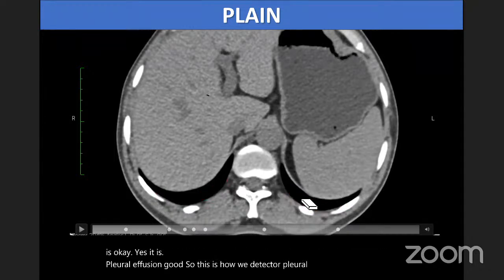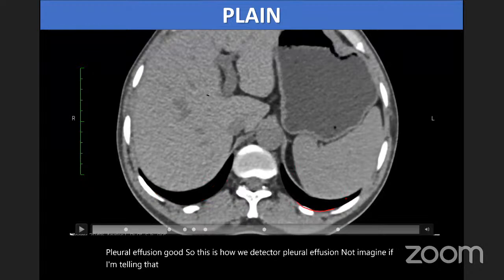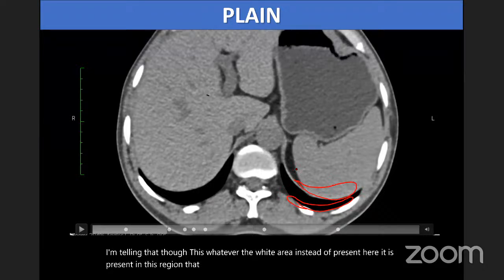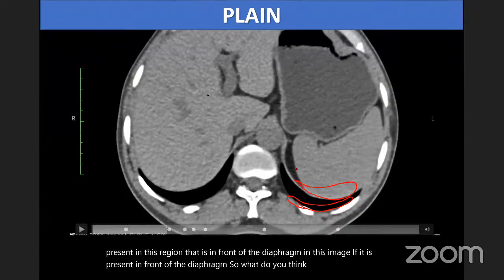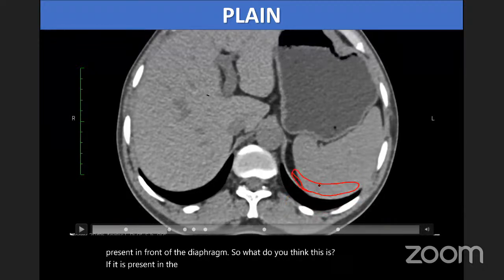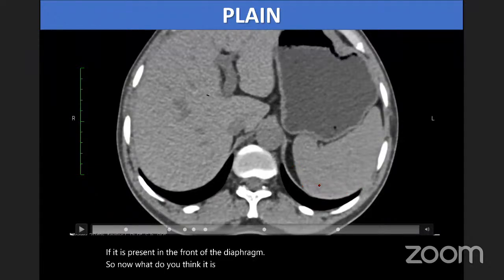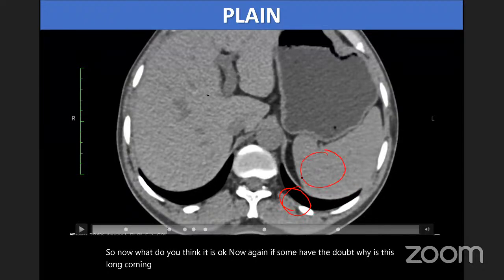Now imagine if I'm telling you that the white area, instead of being present here, is present in this region, that is in front of the diaphragm in this image. If it is present in front of the diaphragm, what do you think this is? So now what do you think it is? Okay, now again, if some have the doubt, why is the lung coming posteriorly and why are the abdominal parts coming anteriorly?